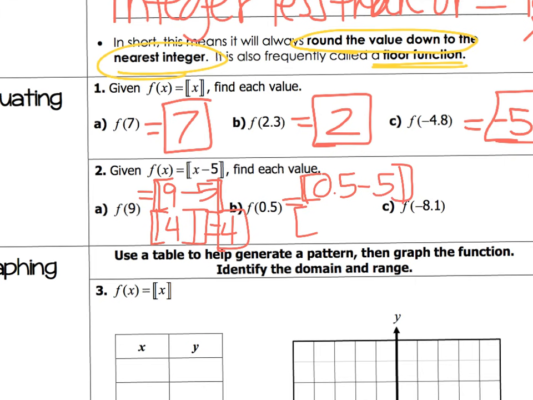That would give us the greatest integer of negative 4.5. And rounding negative 4.5 down would give us negative 5. So our solution is negative 5.